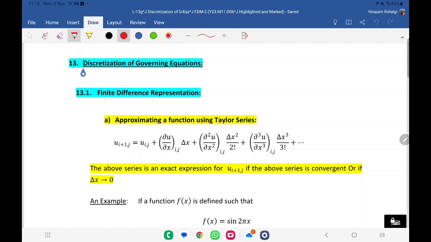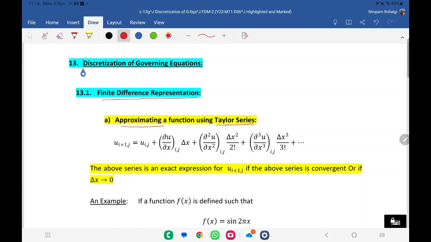this technique is called finite difference representation, because it's based on difference. So the derivatives are converted in terms of algebraic terms which are based on difference. Okay. So the first thing we have to do is we talk about Taylor series. Okay, and this is going to give us an approximate solution.